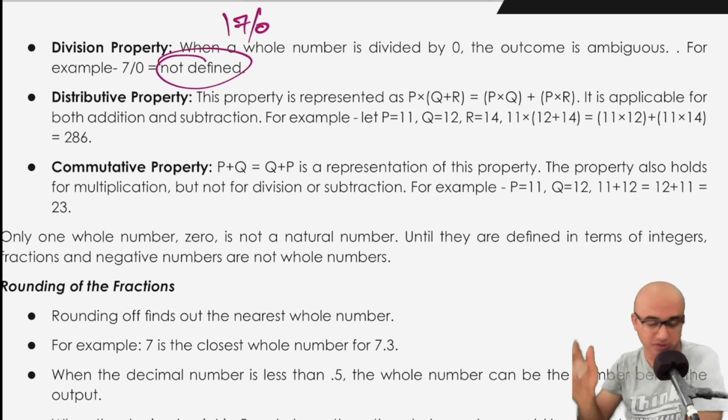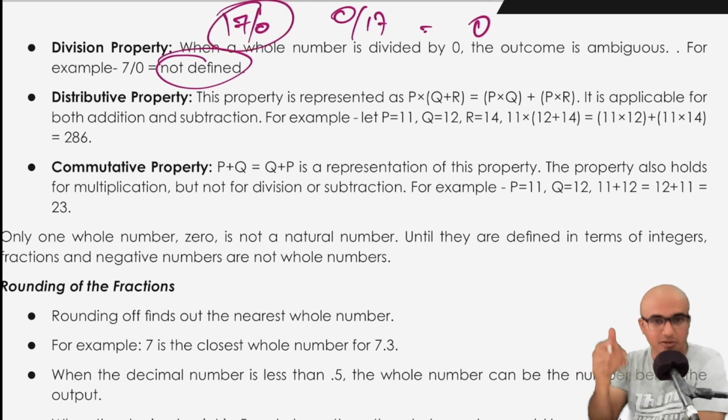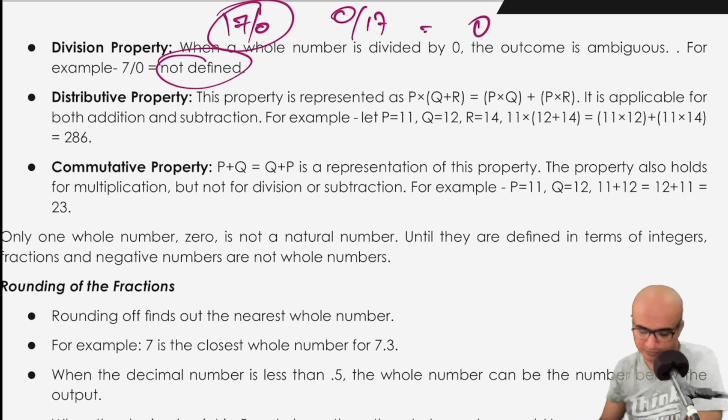Whereas the reverse is not the case. 0 by 17 is easy. It's 0 itself. Because 17 multiplied by 0 is 0 itself. Whereas this, that is 17 by 0, is undefined.